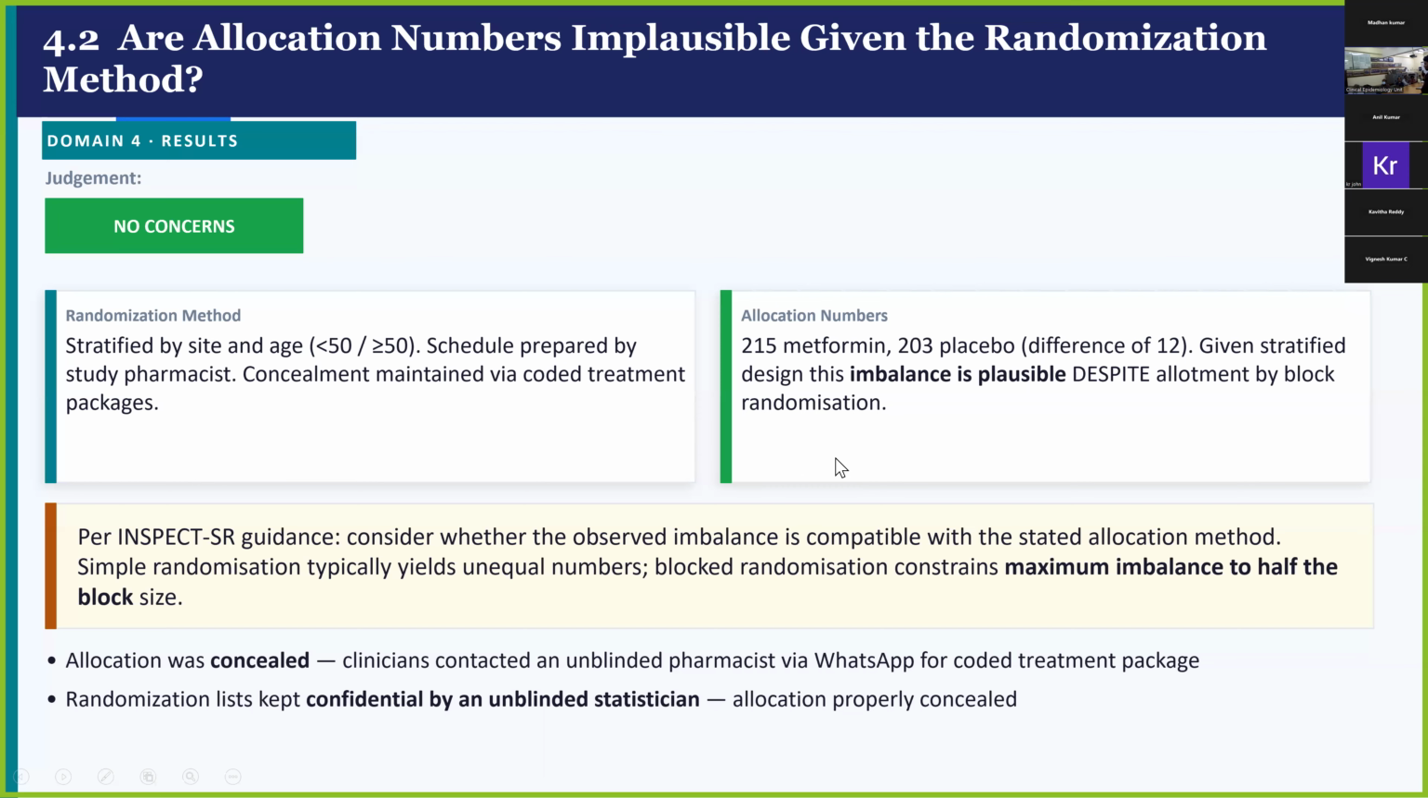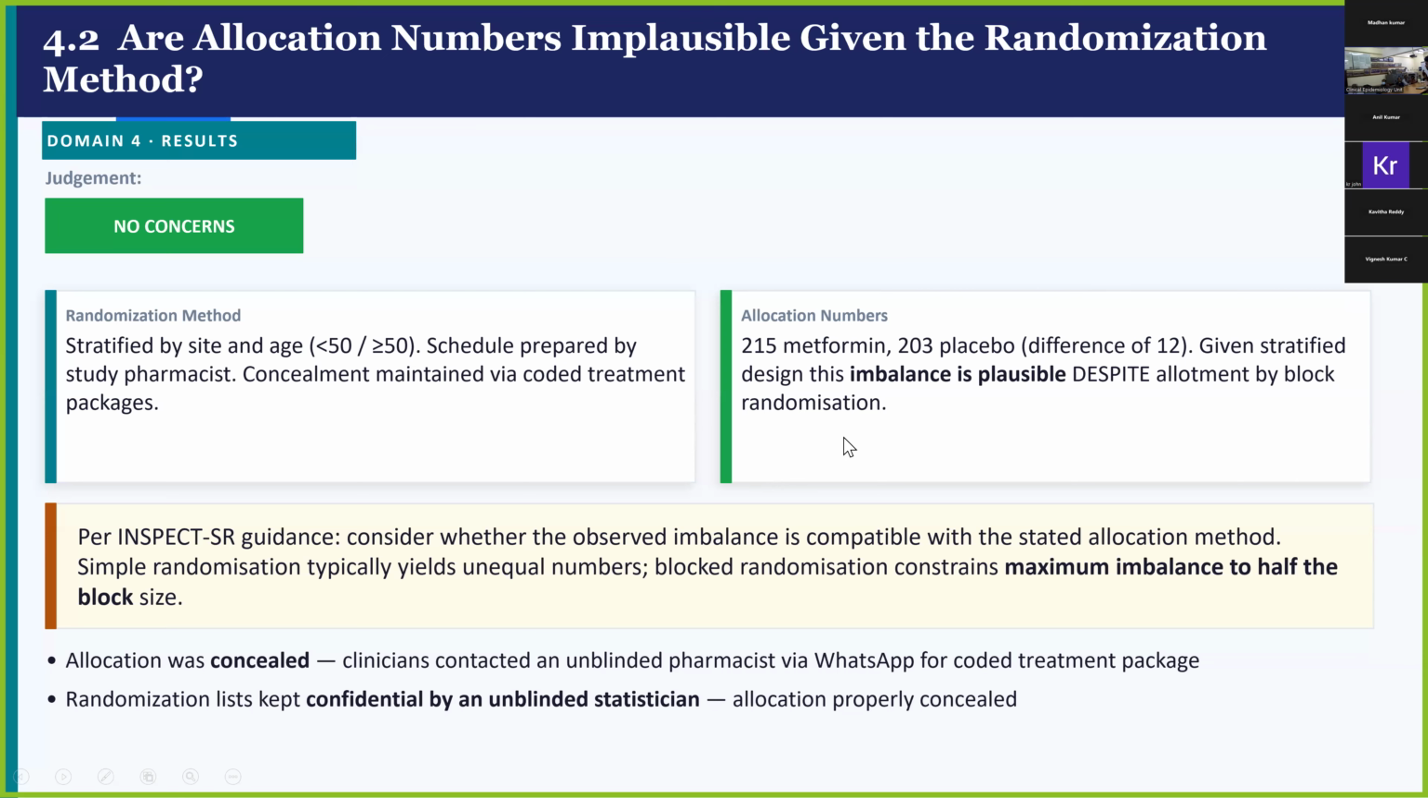But the difference between the metformin and placebo arm amounted to about 12, which would not be plausible if the study was not stratified and it was just based on the block randomization method. Because stratification was followed in the study, it might have been plausible to have reached these numbers.